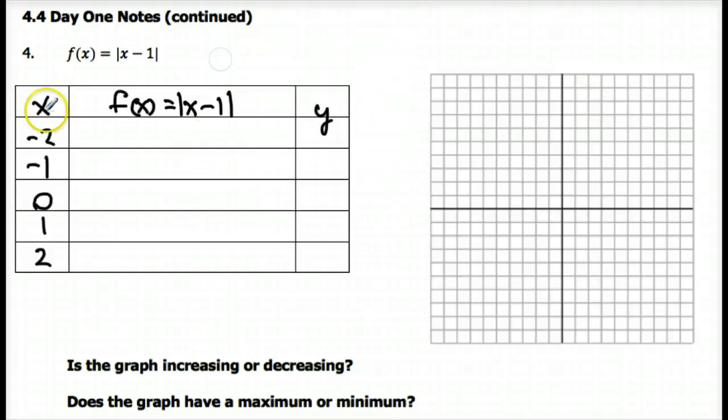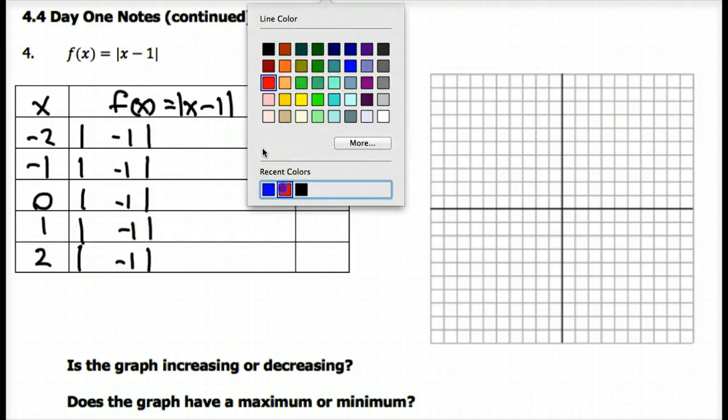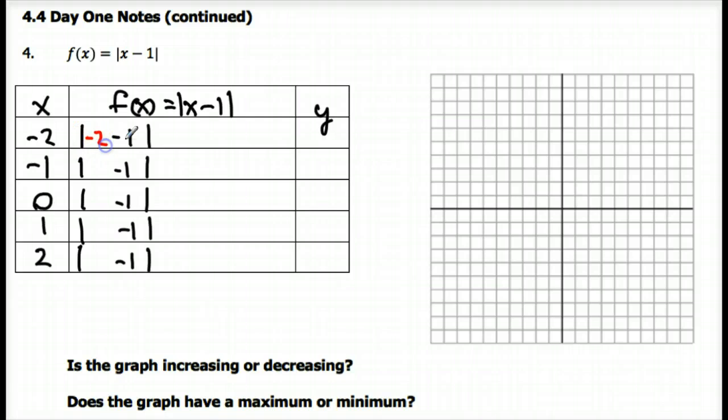Okay, so each of our x values here we're going to plug in, and then we're going to subtract 1, and then once we get that number, we're going to take the absolute value of it. Okay, so the first number I'm going to plug in is a negative 2. So we'll do negative 2 minus 1, which is negative 3. The absolute value of negative 3 is 3. Then I'll plug in negative 1. So we get negative 2. The absolute value of negative 2 is positive 2. Then we plug in a 0. 0 minus 1 is negative 1. The absolute value gives us positive 1.